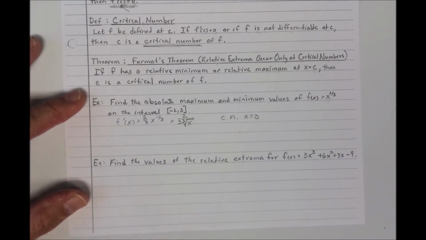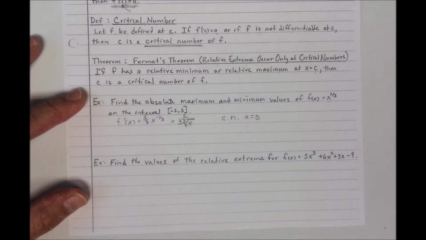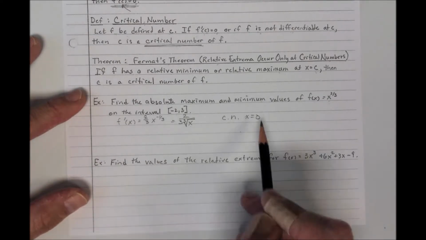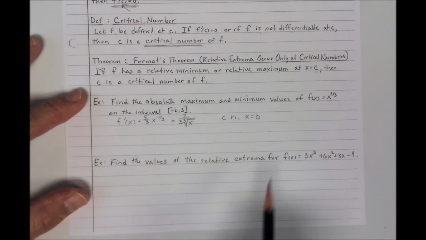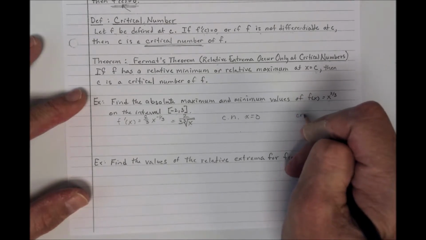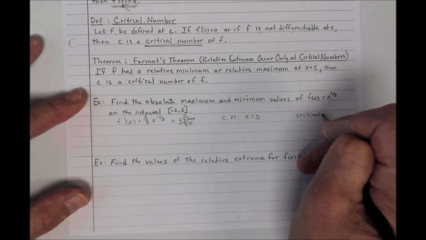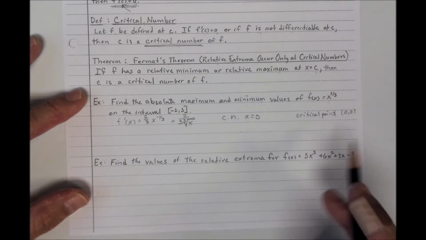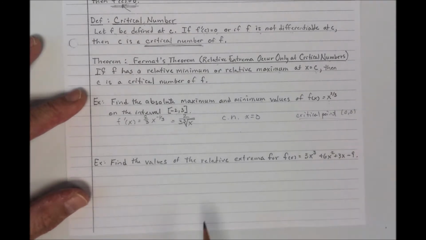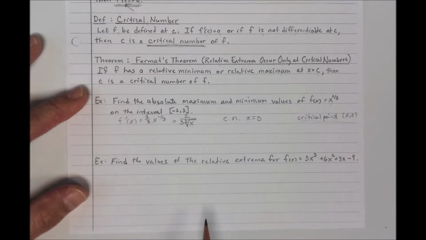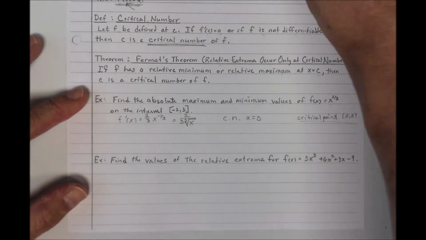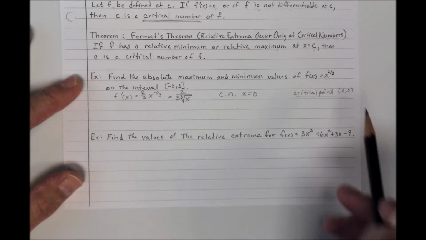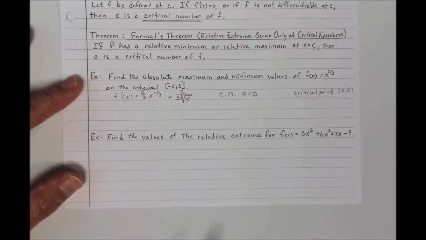Now, some textbooks and some videos will say critical points, so they'll actually write the ordered pair. So if I was to plug 0 in, I would get 0 here as well. So my critical point is (0, 0). But there's no definition in this textbook for a critical point. It's just an easy way to keep track of the critical numbers by writing them out as ordered pairs, because normally we would be interested in the y value as well.